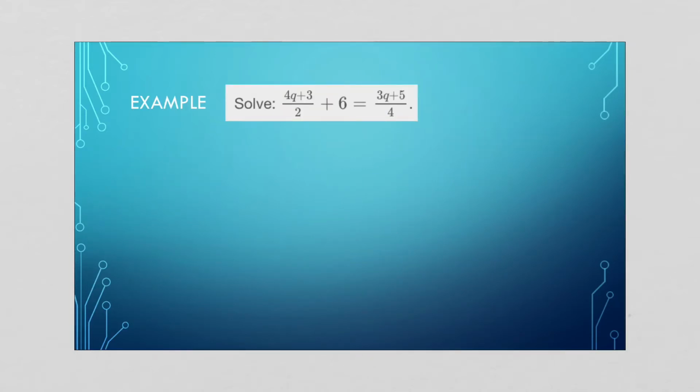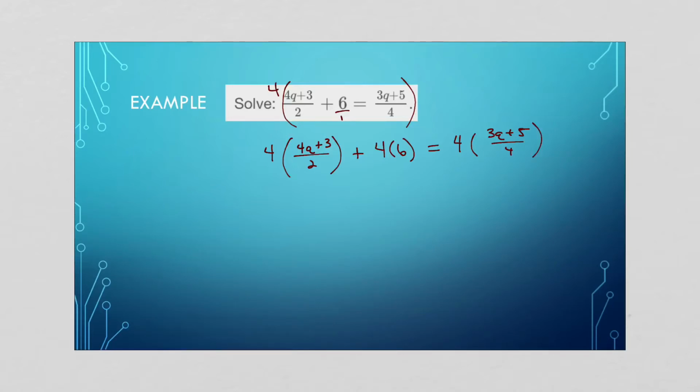Okay, again, this is one of those problems that it would probably be easiest to multiply by the lowest common denominator. And between 2, 1, and 4, our lowest common denominator is 4. So I'm going to multiply 4 times 4q plus 3 over 2 plus 4 times 6 equals 4 times 3q plus 5 over 4.